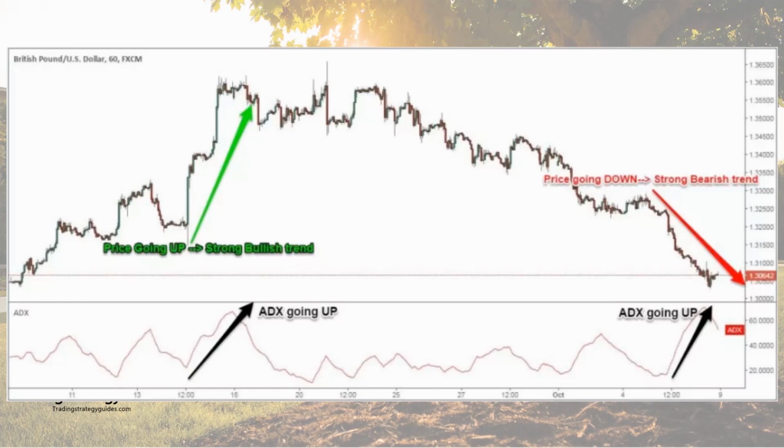ranging market. The second ADX indicator trading rule says when the ADX is above 25, it's enough to signal the strength of a strong bullish or bearish trend. Remember, the ADX indicator doesn't give you any information about the direction of the market. It just provides you with information about the strength of the trend.